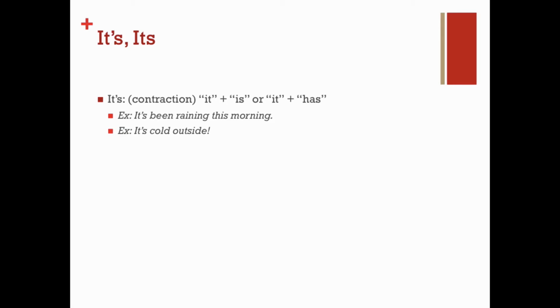It's and its. I-T-'-S is another contraction for it is or it has. So I can say it's been raining this morning or it has been raining this morning. Or I can say it's cold outside or it is cold outside. So most people don't realize that it's is actually a contraction for two separate word combinations. But depending on how you're using it, it could be it is or it has.